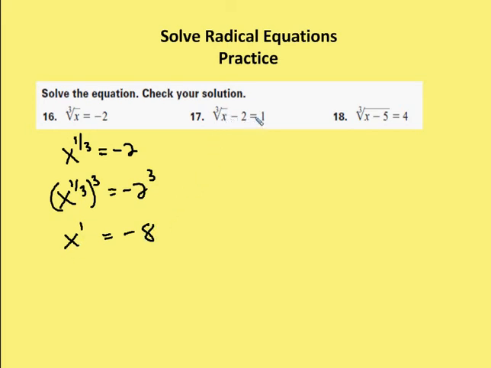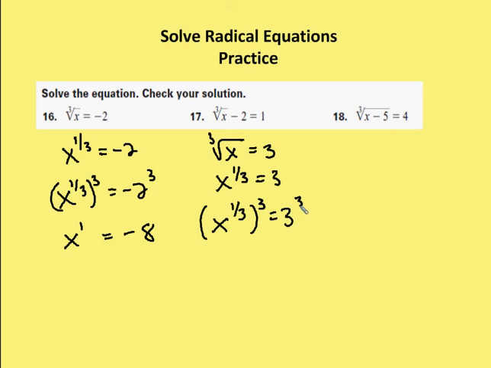Next problem, I have the cube root of x minus 2 is equal to 1. I need to isolate the radical, so I'm going to add 2 to both sides. I have the cube root of x is equal to 1 plus 2, which is 3. Convert to rational notation. X to the 1/3 is equal to 3. Raise x to the 1/3 to the third power, the reciprocal of 1/3. At the same time, I raise 3 to the third as well. This leaves me with x to the 1. So again, power of the power, 1/3 to the 3 over 1. I multiply the exponents together to get 1, and this leaves me with 27.